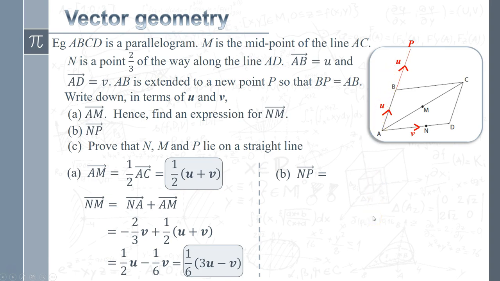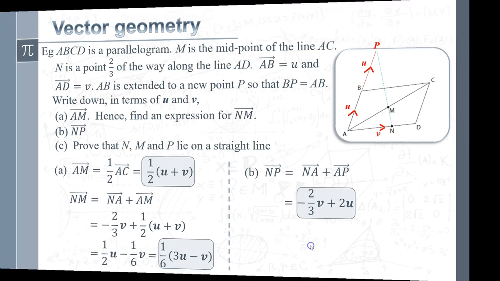Okay, so once we've got all that clear in our minds, let's go for it. So again, from N to P, I'm going to go from, oh, where is it? There you go. From N to A to P. So we've got minus 2/3 V, which is that bit there, plus the 2U. Okay, so that was really straightforward.